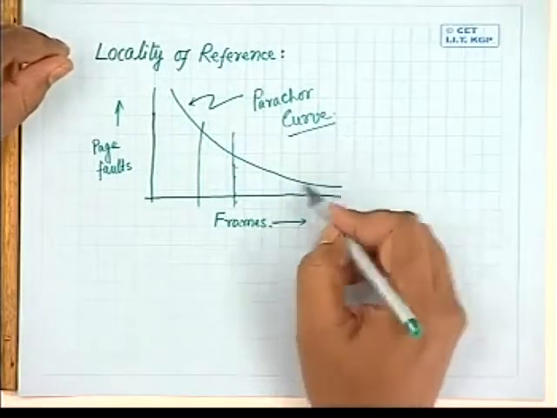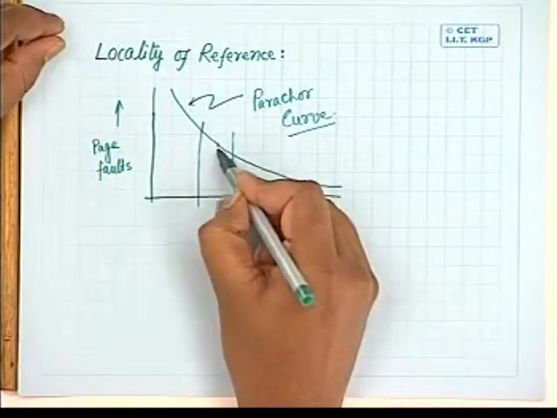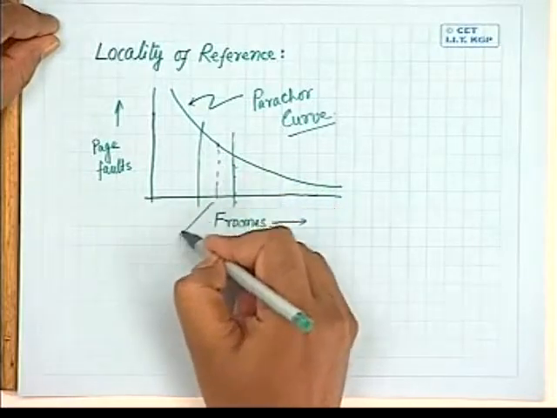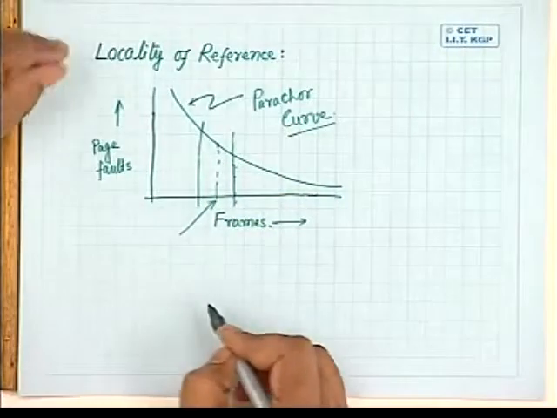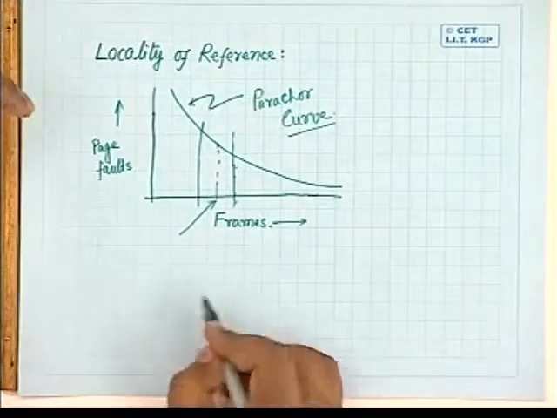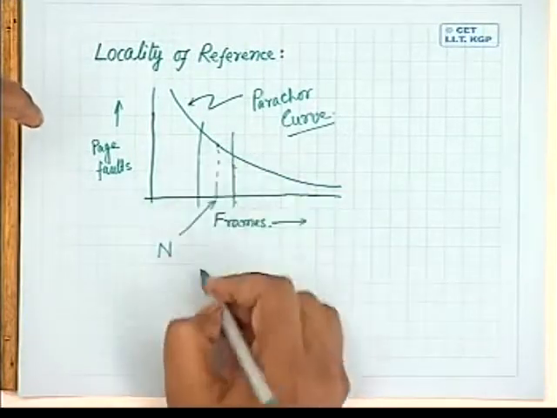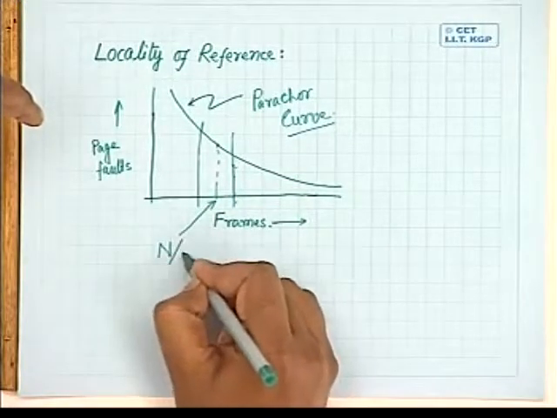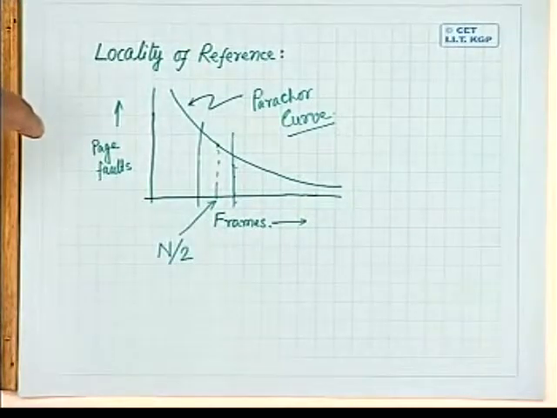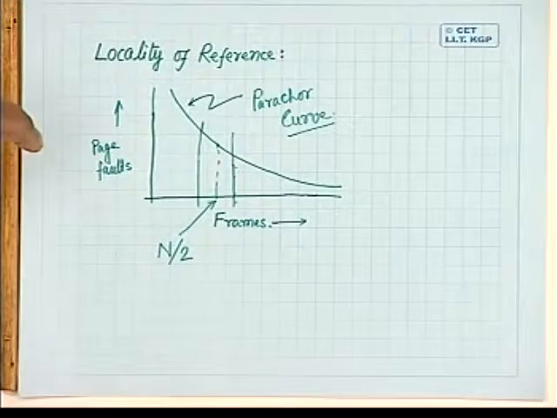Okay. And it has been found that the region here corresponds to, say, if the logical address space of a particular program contains n number of pages, then this point will be around n by 2. That is half of the number of pages in the logical address space of the job.